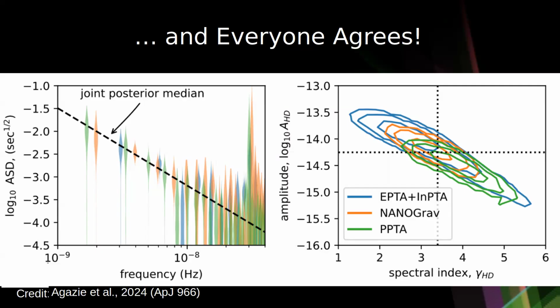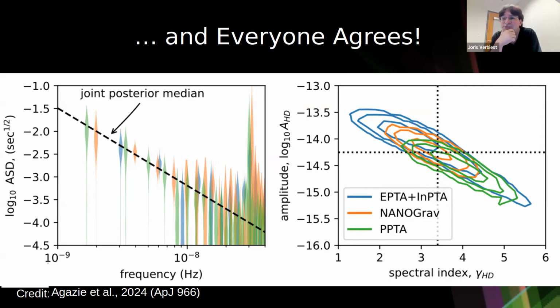Hello. Might be a naive question, but in this plot that you're showing, the spectral index seems to be centered at around 3.3. But as I understand, when we do the Hellings and Downs analysis, we assume something like 4.3 for the index, right? How is that consistent?